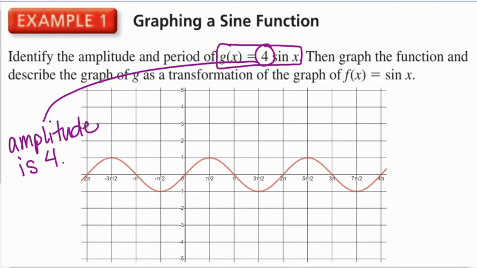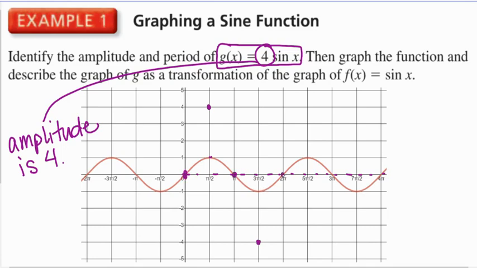That means from the midline, you're going to stretch the top and the bottom 4 times farther away, right? So from this midline right here, you're going to stretch the top of it. Instead of going up to 1, it's going to go up to 1, 2, 3, 4. That's going to be the top of your graph. From the midline, the bottom of your graph, instead of going down to -1, it's going to go down 2, 3, 4. So our amplitude of 4 is stretching the high points and the low points.